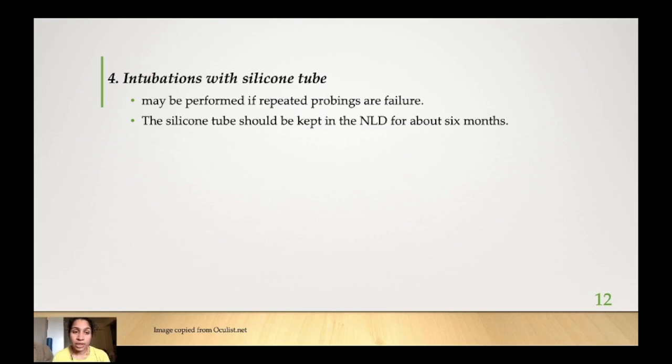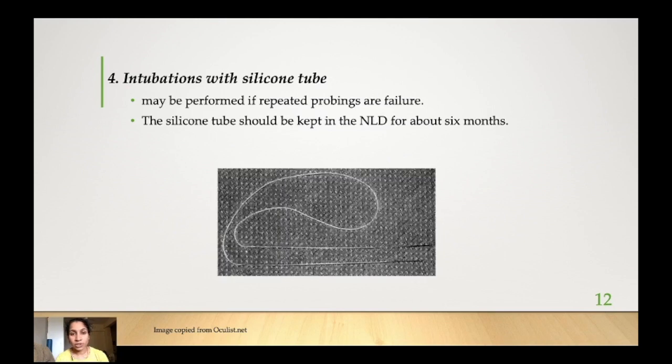After probing, next comes intubation. Intubation with silicone tube is performed if repeated probing also fails. Silicone tube should be kept in the nasolacrimal duct for about 6 months. So we have to keep that silicone tube inside the nasolacrimal duct for 6 months. This is intubation with silicone tube. This is silicone tube, this is how it looks.